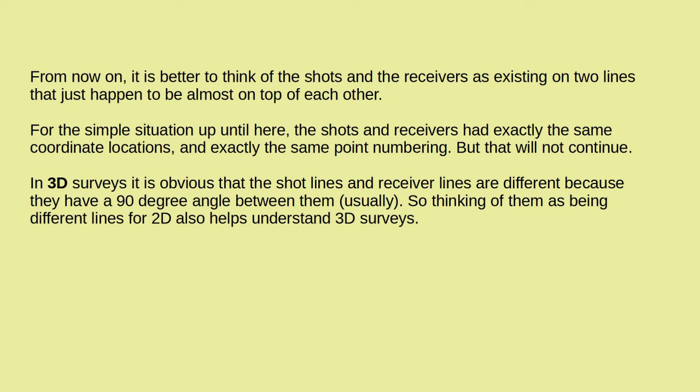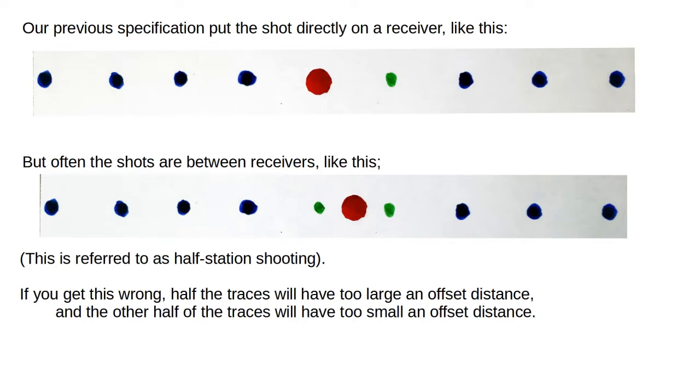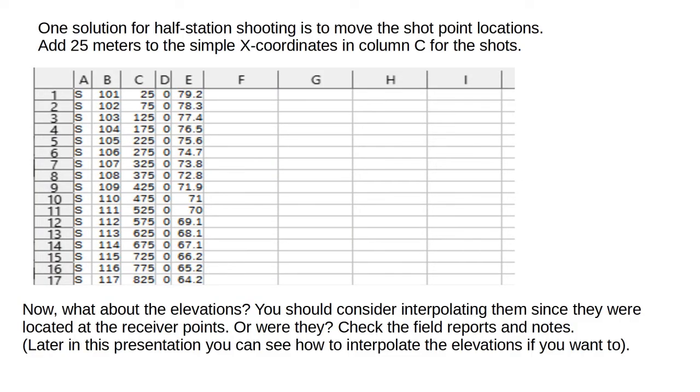Until now, the shot points and receiver points could be thought of as the same points, but after this, it is better to think of them as existing on two different lines that are near each other. Quite often, 2D surveys have shots which are located halfway between receivers. This is often called half-station shooting. One way to deal with half-station shooting is to move the shot point locations. So, if you put the receiver points at 50-meter increments on the x-coordinate, just add 25 meters to all the shot point x-coordinates.